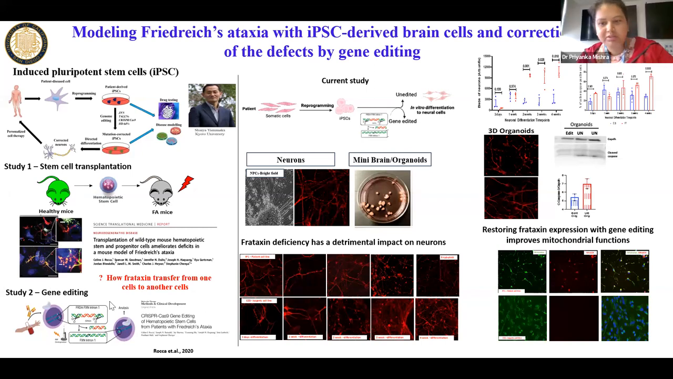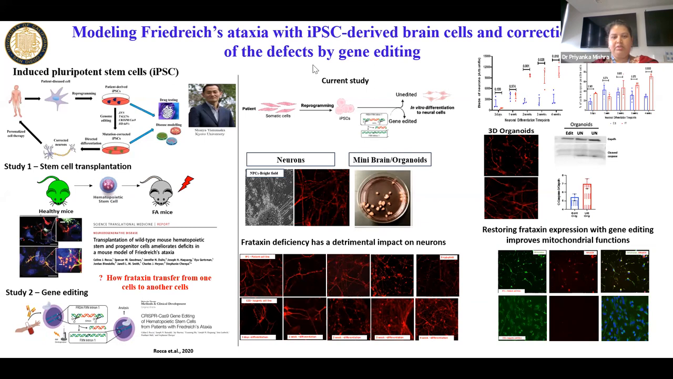Thank you for the introduction. I'm Priyanka Mishra, a postdoc fellow in Dr. Stephanie Chalky's lab. First, I would like to say thank you to FARA for this great opportunity to present our work here. Here I'm going to show data regarding modeling Friedreich ataxia with iPSC-derived brain cells and correction of the defect by gene editing. As the title makes clear, I'm going to show some data on iPSC.